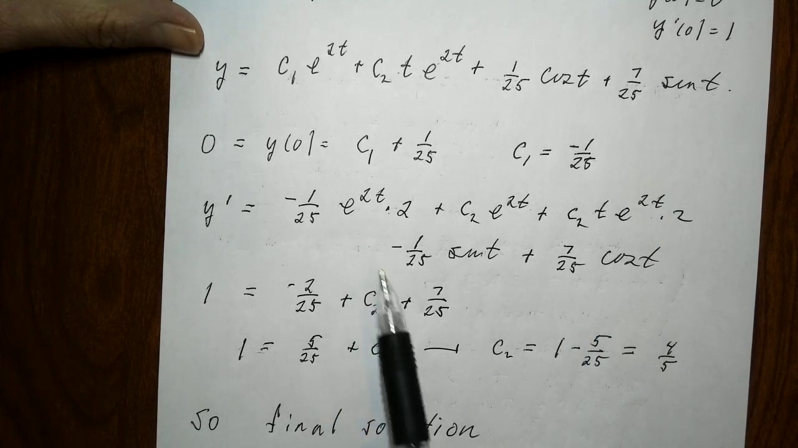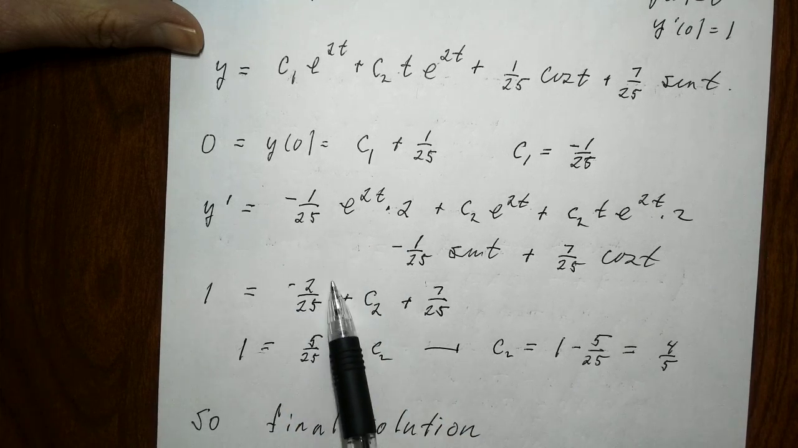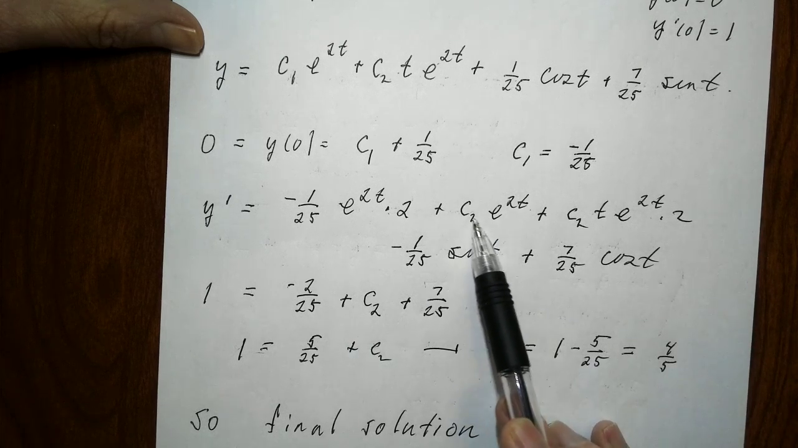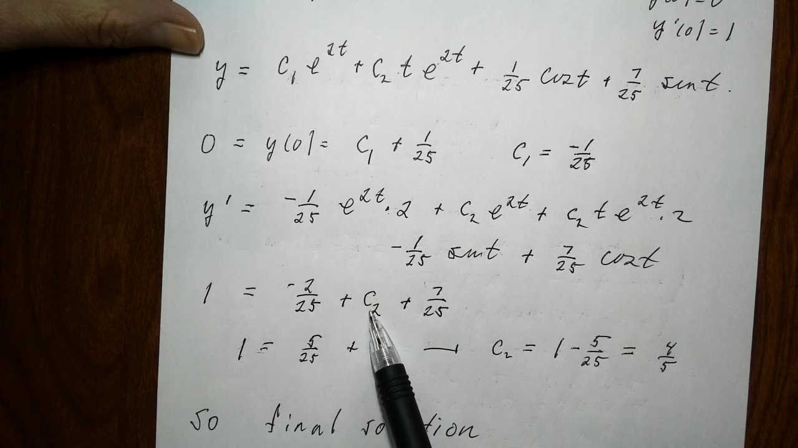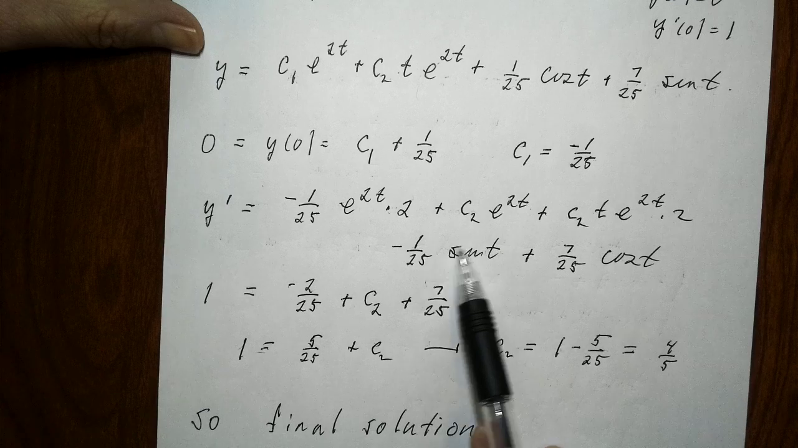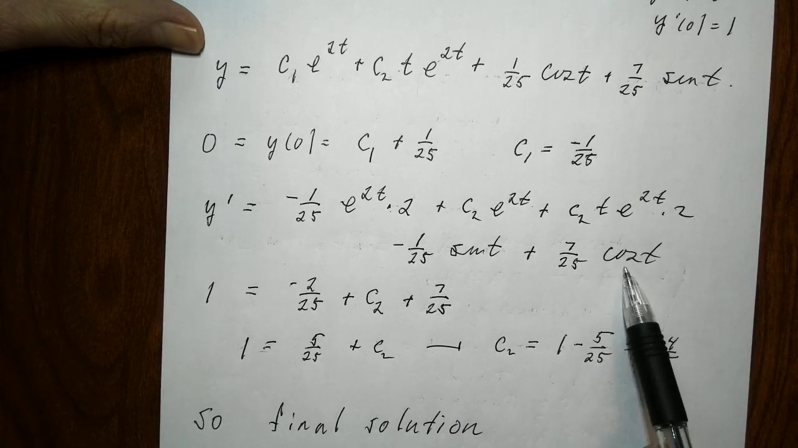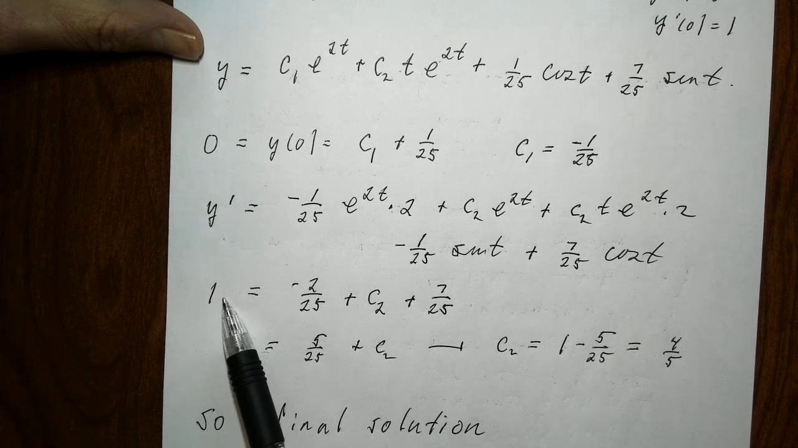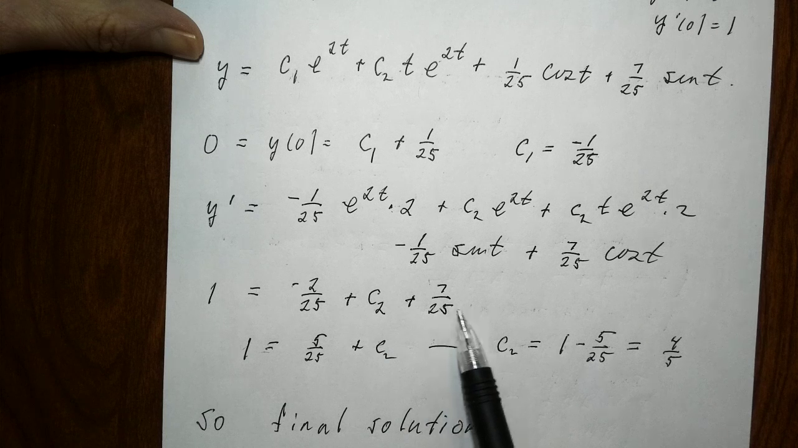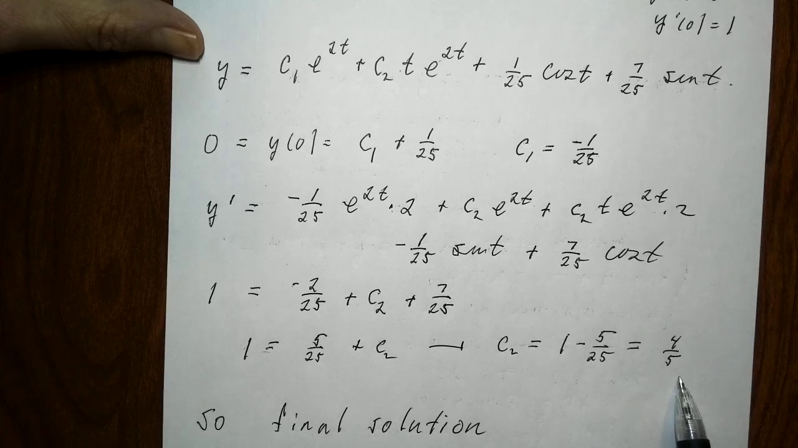So let's plug 0 in for t. This will become 1, and I'll have 2 times minus 1/25, which will give me minus 2/25. I'll get a 1 here because e to the 0 will be 1. When I plug 0 in here, it just goes away. When I plug 0 in here, the sine of 0, it goes away. And when I plug 0 in here for t, I get 7/25 times 1. So I have 1, that was y prime of 0, equals minus 2/25 plus c2 plus 7/25. And if you do just a little arithmetic, you can see that c2 is 4/5.